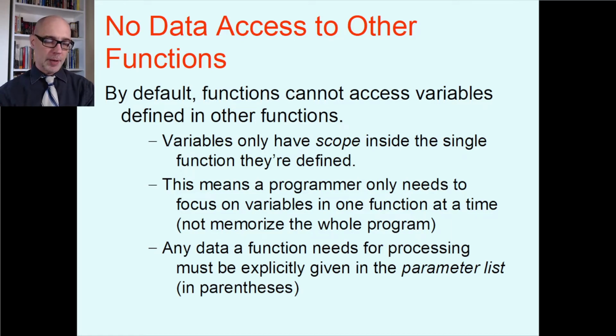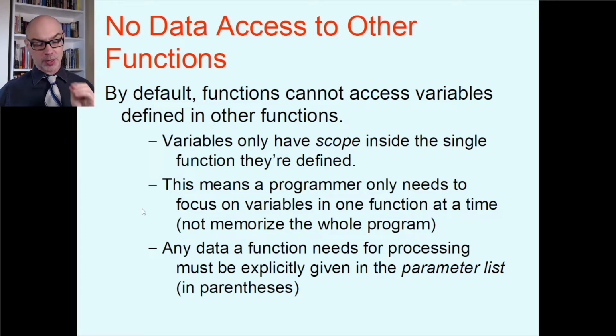The alternative would be, if I'm working on a really super large program, it's thousands of lines long, and there's hundreds and hundreds of variables, I would have to memorize all of the hundreds of variables and think about how they all interact and think about all the different variables that I have access to or could possibly change right now. So by restricting that, we're going to have a very small list of variables that are accessible to our function, passed in by the parentheses, right? And so this means that a programmer only needs to focus on the variables in one function at a time instead of memorizing the whole program.